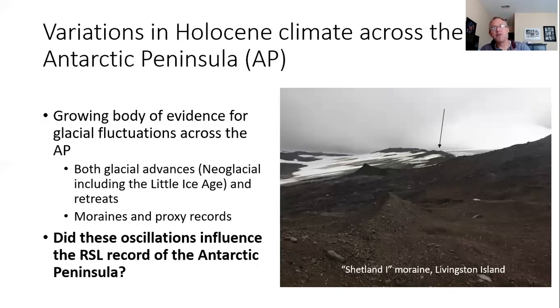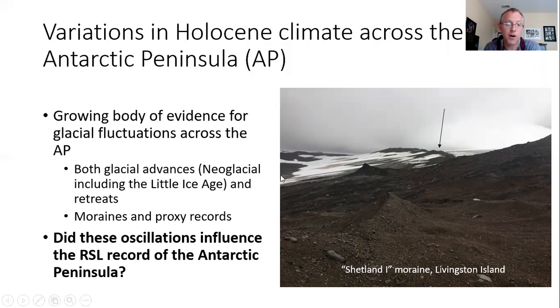Now, the reason I'm bringing this up is that there's a growing body of evidence that climate has fluctuated through the Holocene. And as a response to those Holocene climate changes, the ice sheet, locally, what has been left of it, has actually advanced and retreated during the Holocene. And evidence for that comes in moraines such as this, the Shetland 1 moraine on Livingston Island.